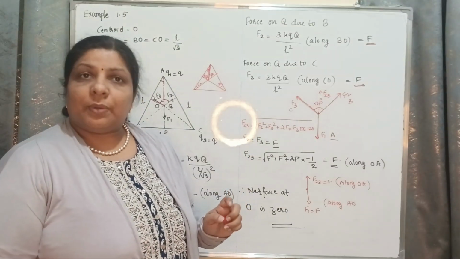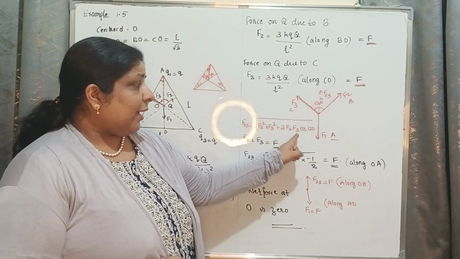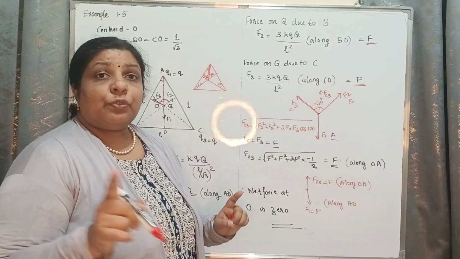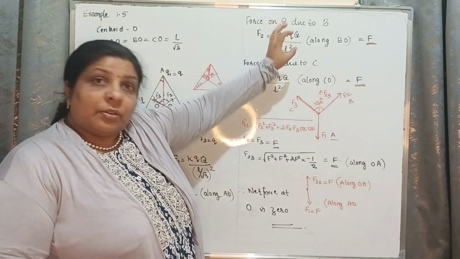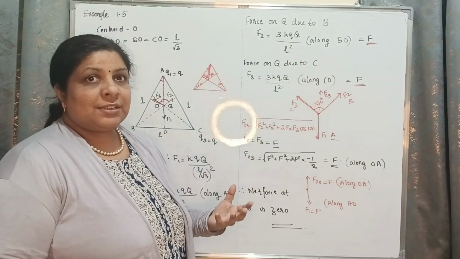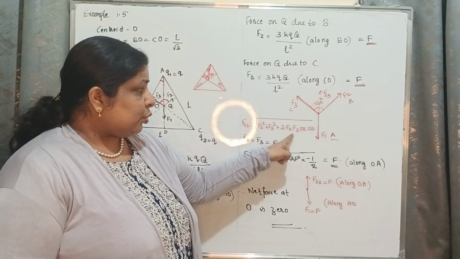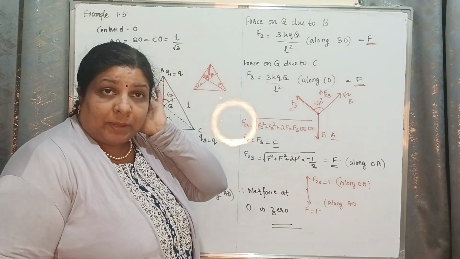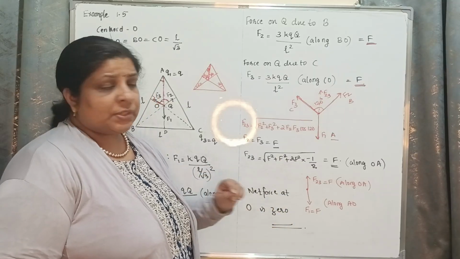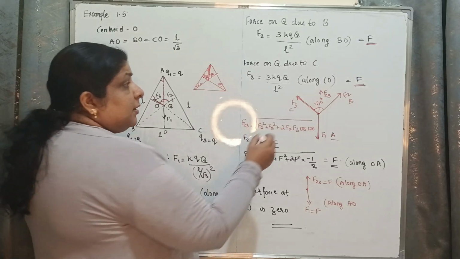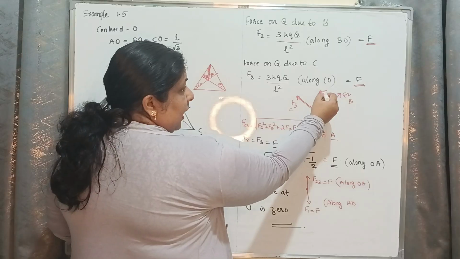Now you will apply that 120 in the resultant formula: root of F2 square plus F3 square plus 2 F2 F3 cos 120. We know F2 and F3 are equal. Instead of substituting this bigger value, we just substitute it as F, so the simplification will be easy. F square plus F square plus 2F square cos 120, which is minus 1 by 2. So the 2 cancels, F square minus F square goes, leaving root of F square, which is F. So the resultant of F2 and F3 will be in this direction.